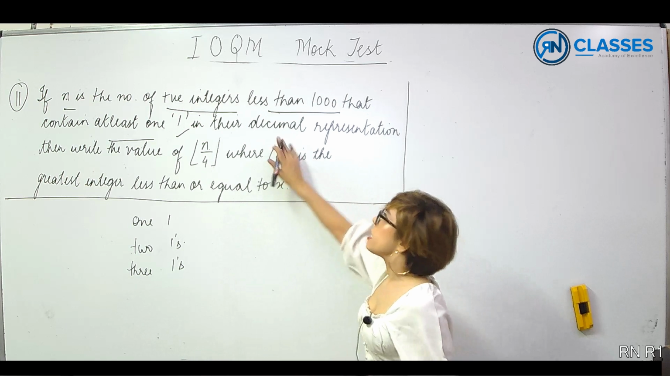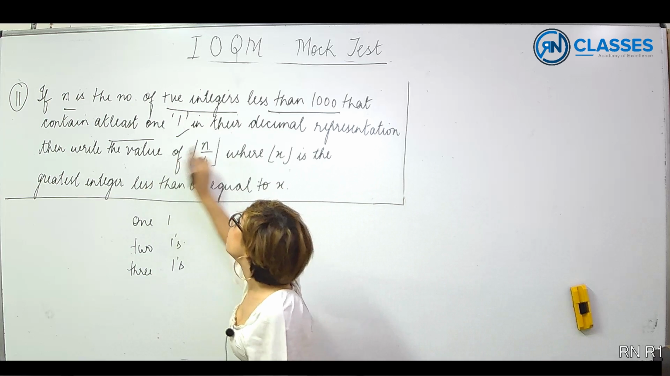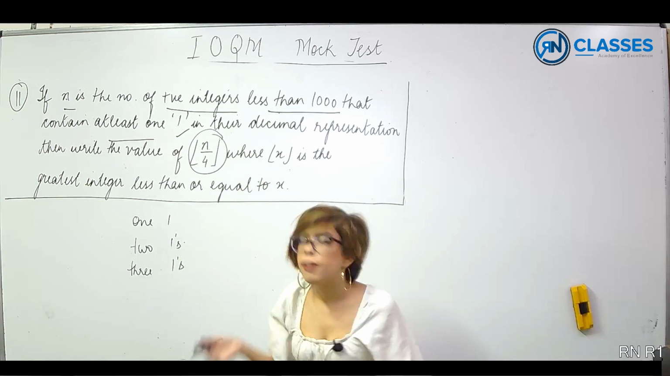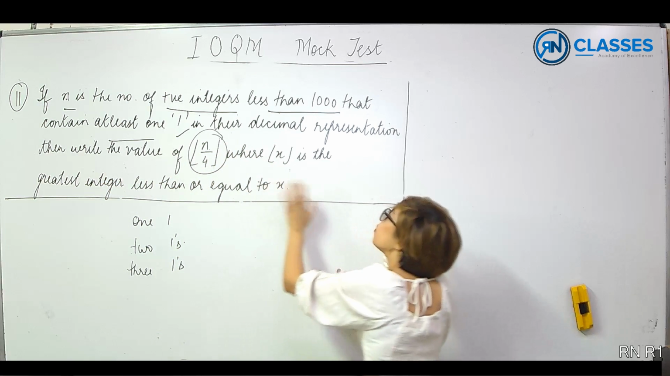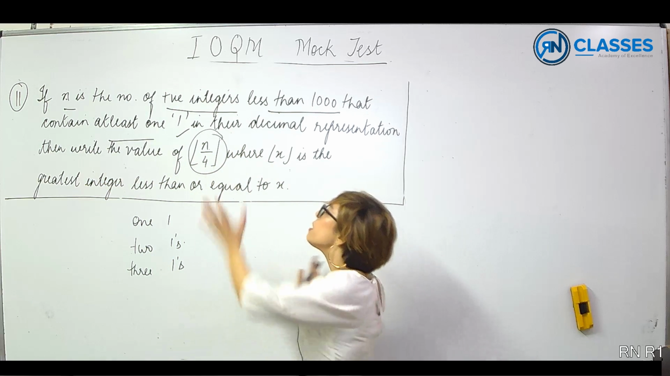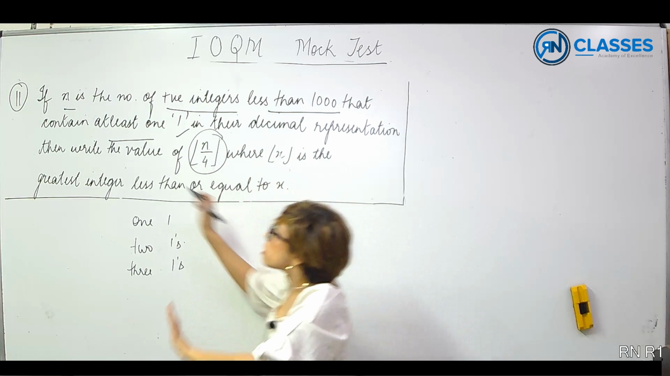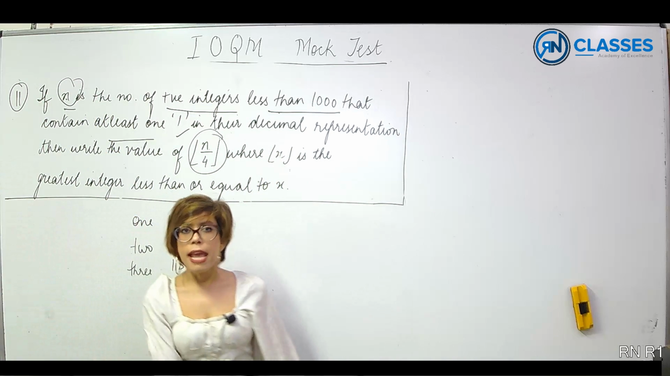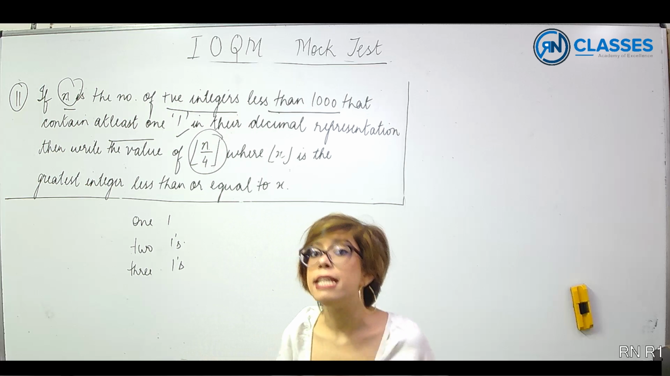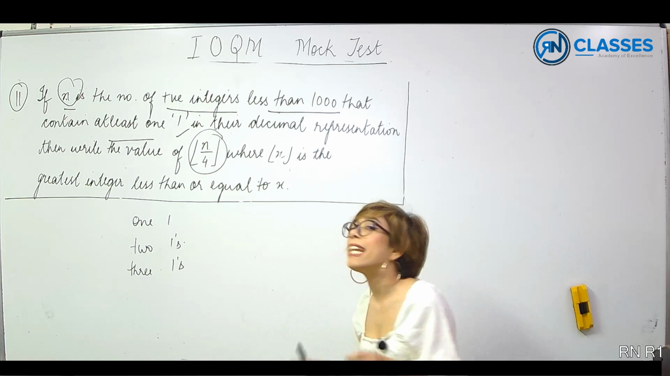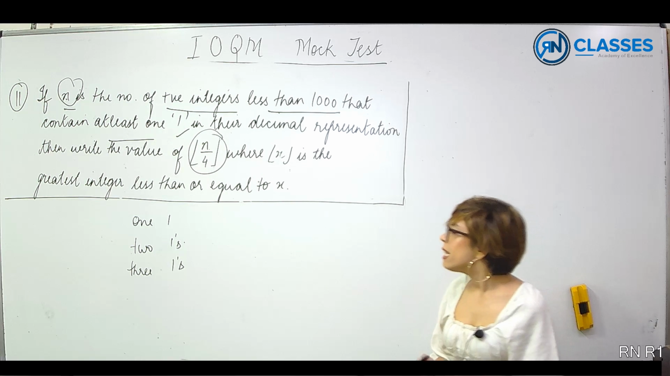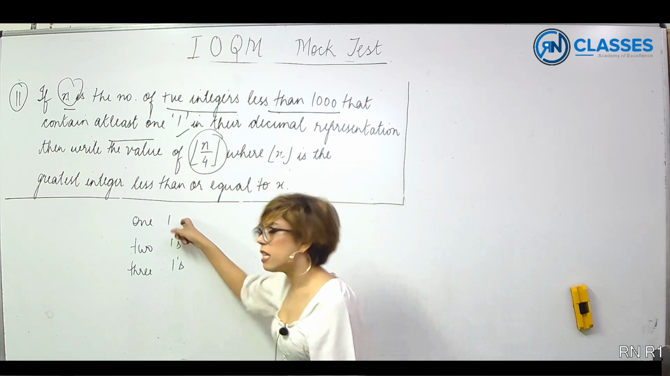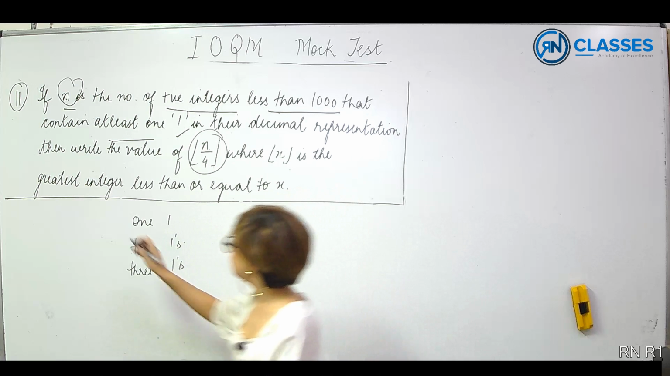In their decimal representation, then write the value of floor of n by 4, where obviously floor of x is the greatest integer less than or equal to x. Fine. This I'll figure out later on. First of all, I am interested in the value of n. N is the number of positive integers less than 1000 which contain at least one 1. Now, I need to consider the case when it has exactly one 1.